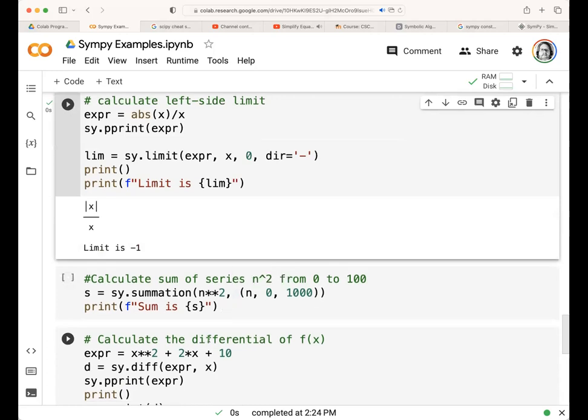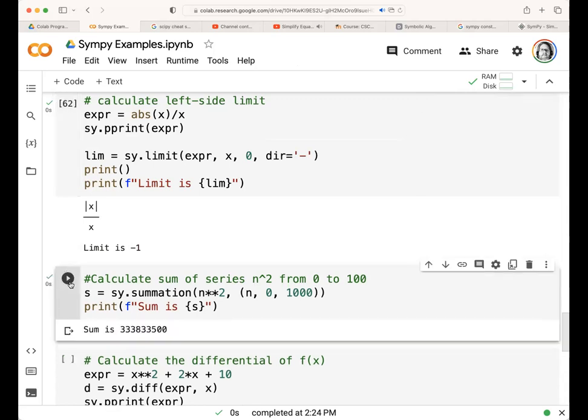We have the series here. We're doing the series of n squared from 0 to 100, so 0 squared plus 1 squared plus ... 100 squared. I'm going to do the summation here, the sy.summation of n squared, using n, starting at 0, going to 1,000. When you do that, it will calculate that summation for you, and you can certainly get more complicated ones.